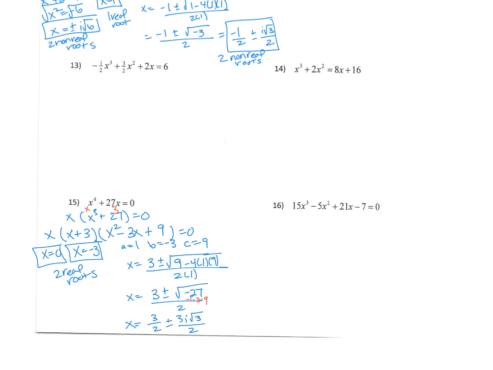Because remember, once I have an i, I do not want to share my denominator. I have a real part and I have an imaginary part for my complex number, and they don't share the denominator of 2. This is 2 non-real roots. Those are 3/2 plus 3i rad 3 over 2 and 3/2 minus 3i rad 3 over 2. Which gives me a total of 4 roots for my 4th degree polynomial.